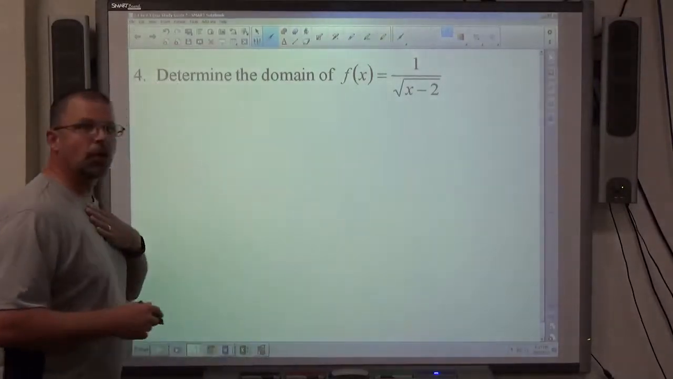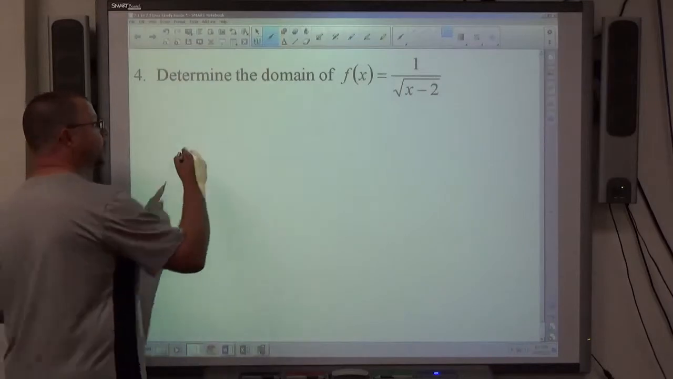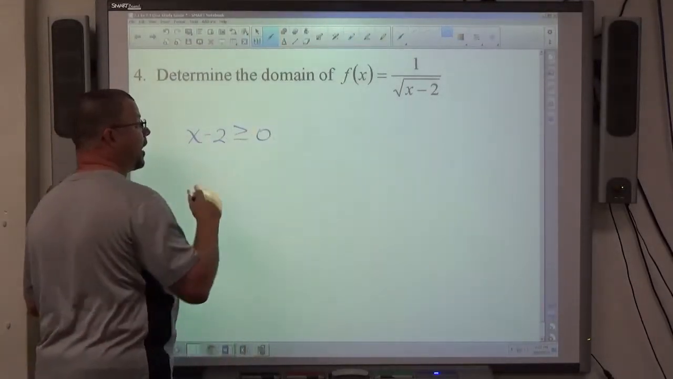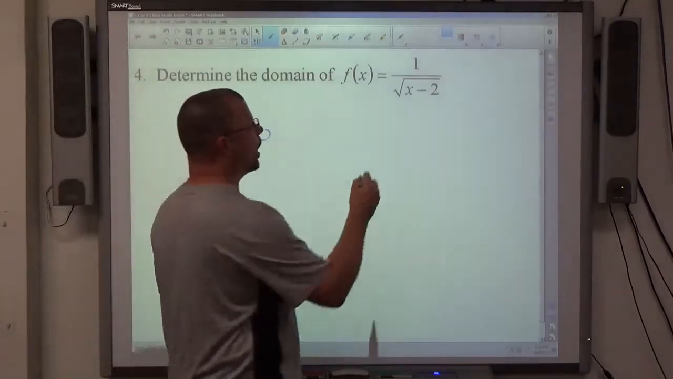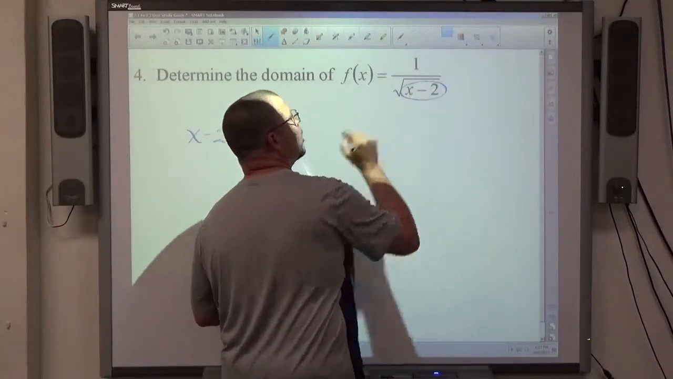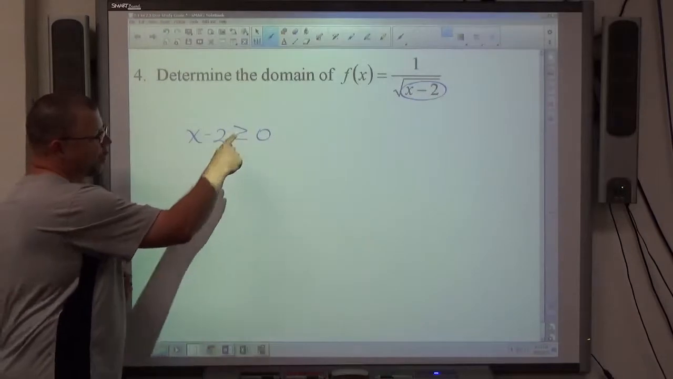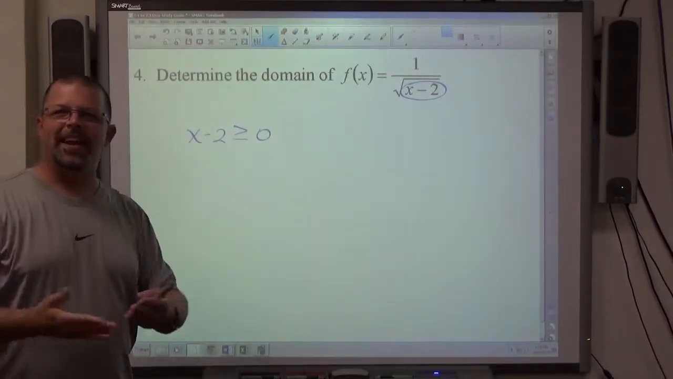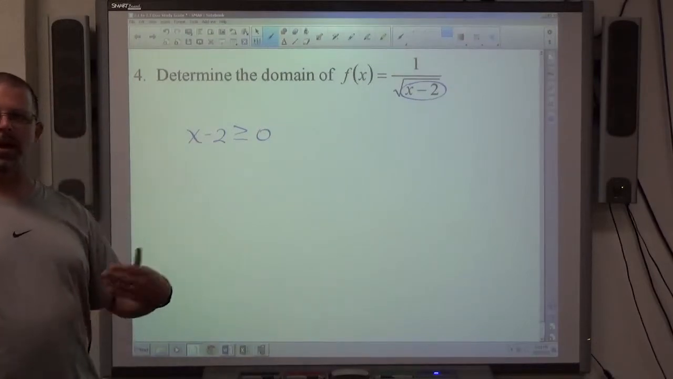So, if I was just focusing on the radical alone, nothing else, I know that x minus 2 must be greater than or equal to 0. That's the radical rule. Whatever the radicand is, whatever's inside the radical, must be either greater than 0, which is positive, or equal to 0, because the square root of 0 is 0. Anything less than 0 is going to be the square root of a negative number, making it imaginary.